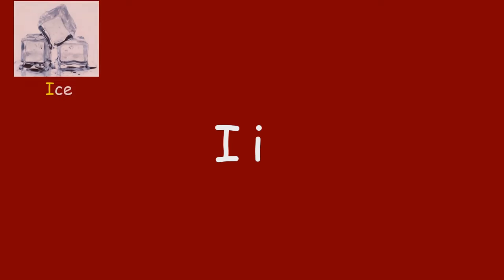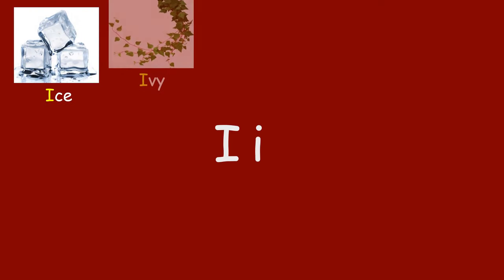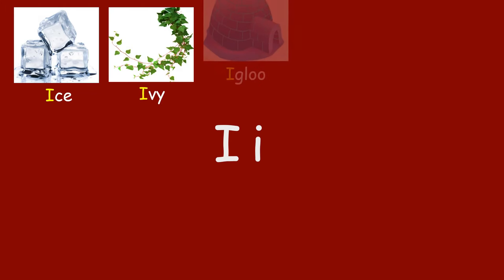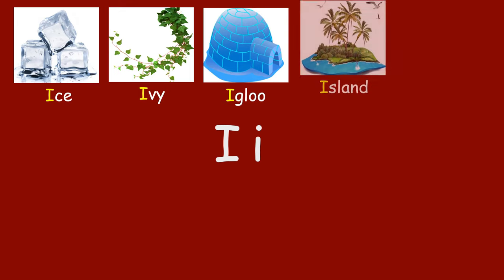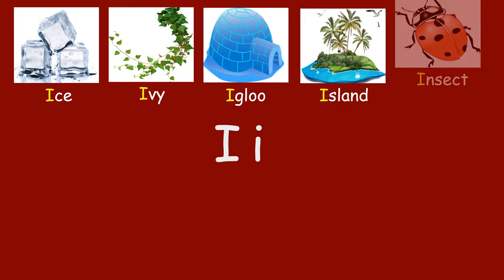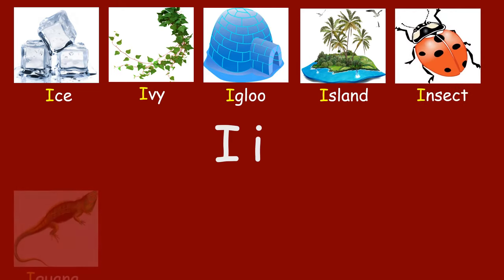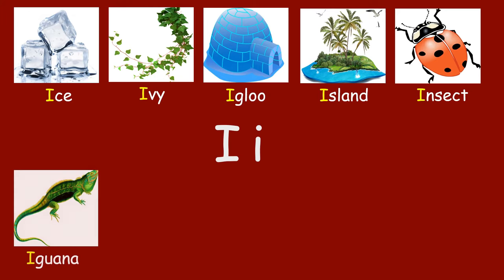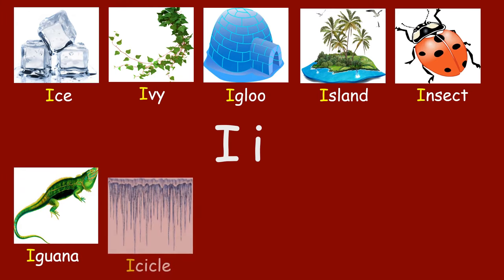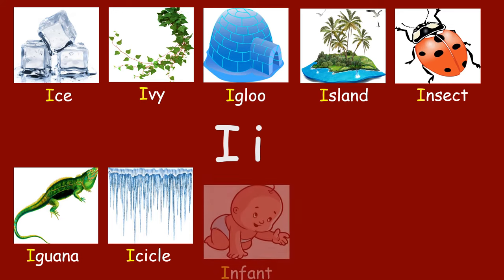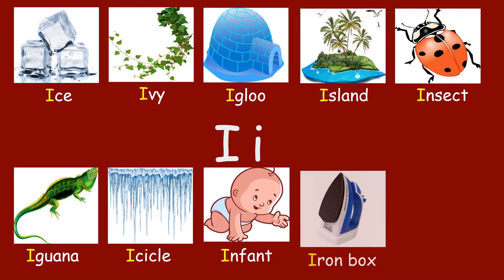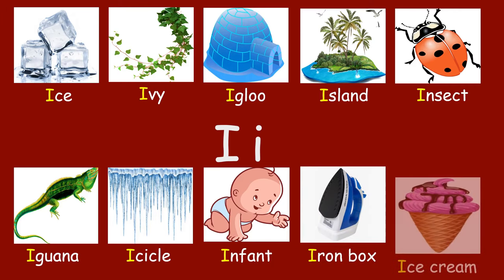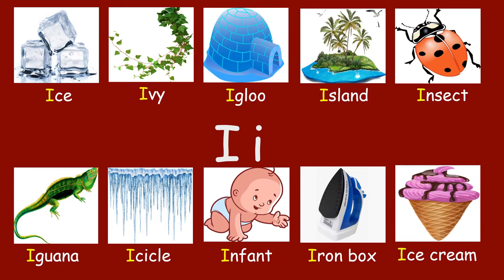Next letter is I. Sound of this letter is I. Ice. Ivy. Igloo. Island. Insect. Iguana. Icicle. Infant. Iron box. And ice cream.